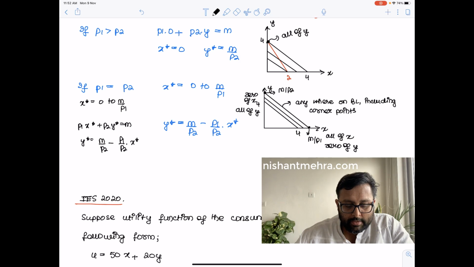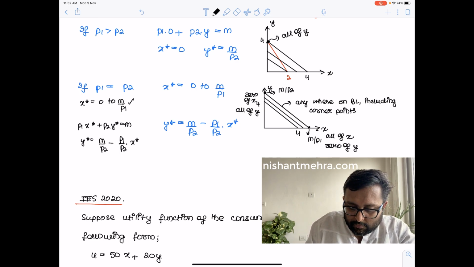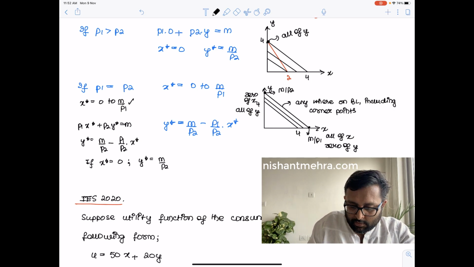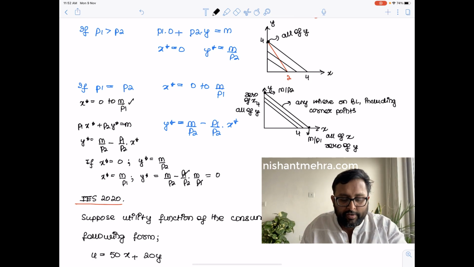So whatever x star you have taken out here. For example, if x star is 0, then this statement is telling you that you have all the money with you to consume all of y. If x star is m by P1, then this is telling you you do not have any money to buy y. This will be 0, beta. And if it would be some number, just put it in the constraint here to get the answer.